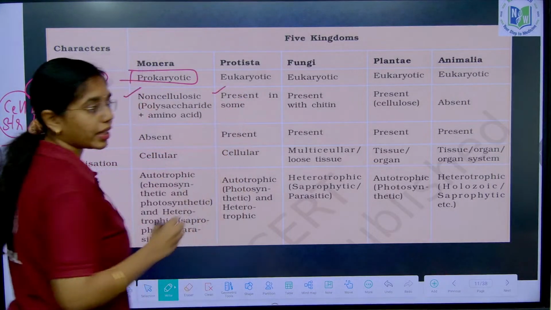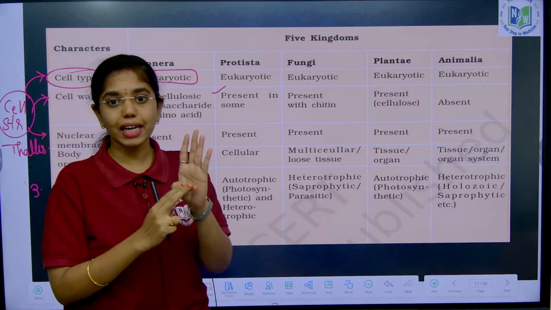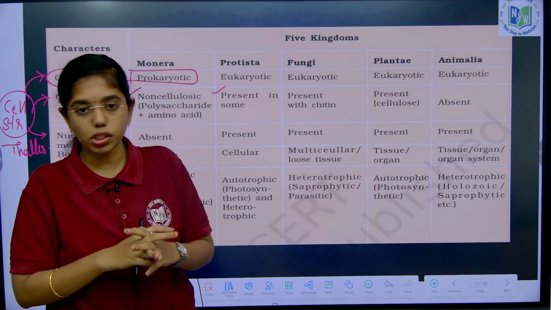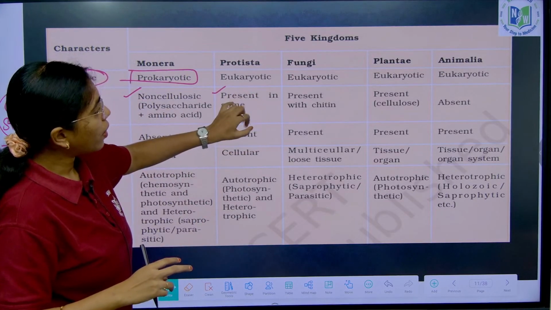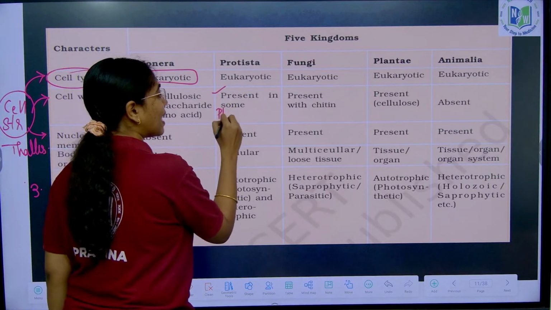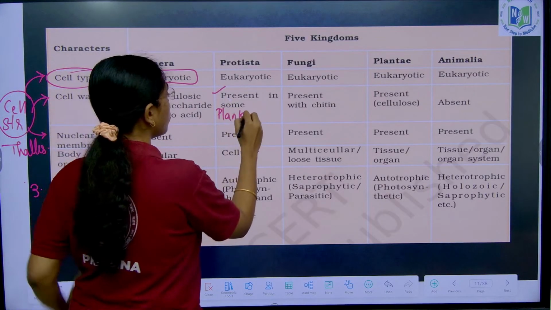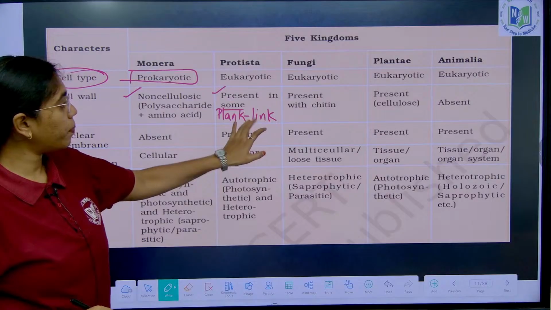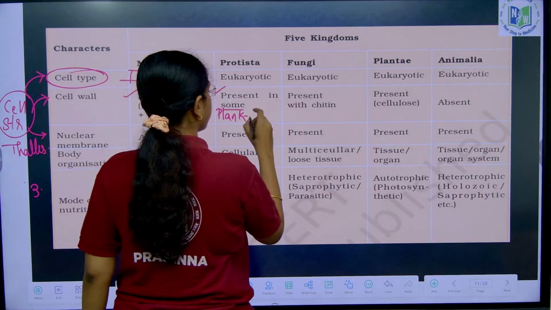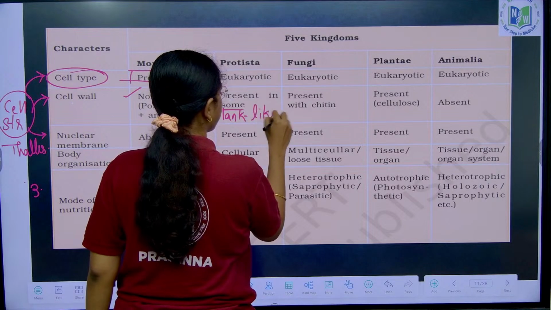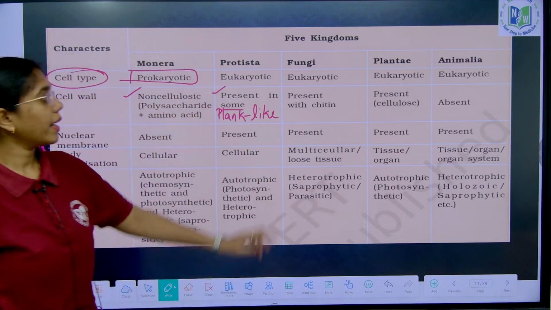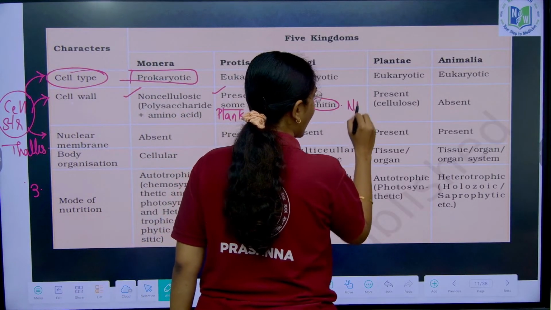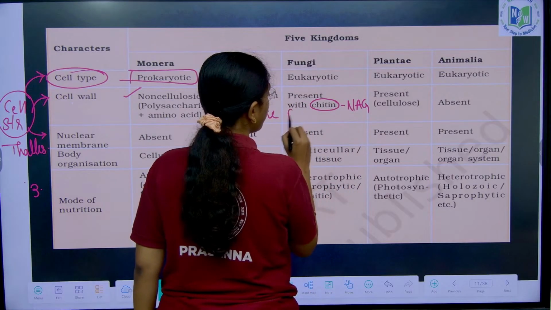Protistans are of three types as we discussed. We have plant-like, animal-like, fungi-like. That is how it forms the common ancestor for the three divisions, right? So, cell wall is present only in plant-like protists. That is how it says present in some. You can keep plant-like. Next, fungi. The cell wall present in fungi is what? Chitin, which has what units again? NAG units. This is also known as what? Fungal cellulose.